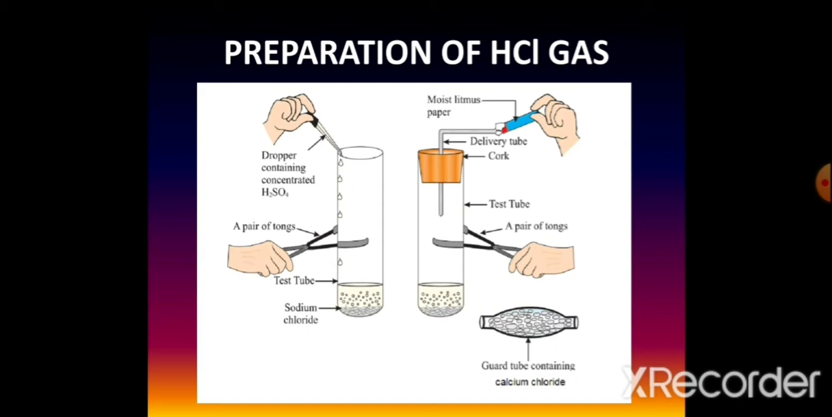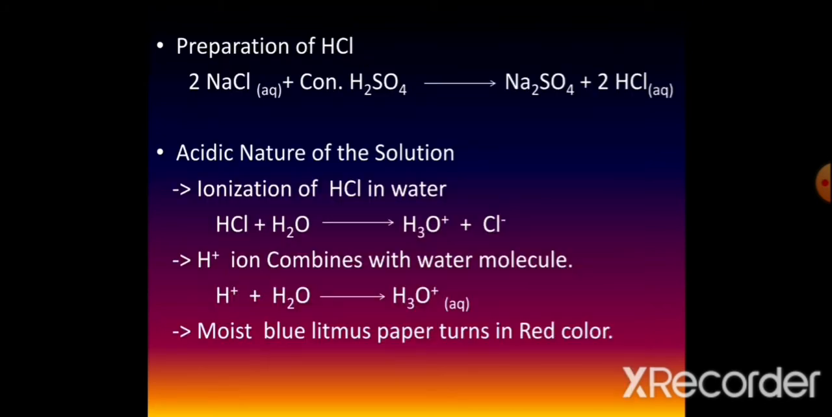Let us study how ionization takes place in water, in the aqueous form. The separation of H plus ions from the hydrochloric acid molecule takes place only in water. Without water, ionization is unable to take place. See the reaction: HCl plus H2O gives H plus and Cl minus ions. Hydrogen carries a positive charge and chloride carries a negative charge, that is, cation and anion.